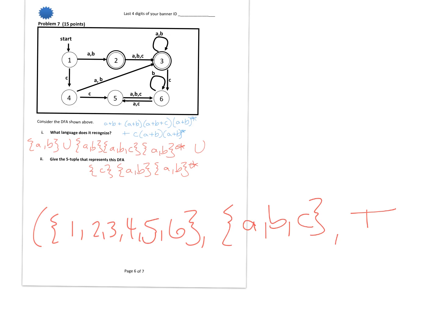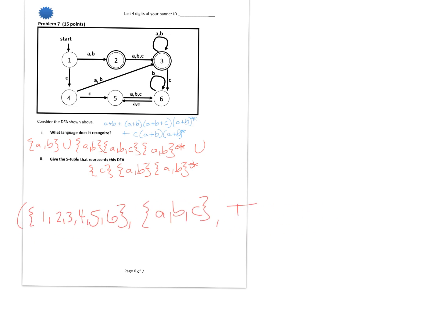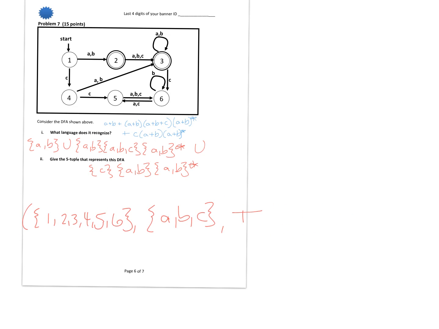The difference is that the accept states are different, right? So I'm not going to write that out again, but I will. Let's see, can we shrink this a bit so I have a little bit more room to do my 5-tuple? Then we need our start state, which is still 1, and the big difference in this DFA is that now our accept states are the states 2 and 3.